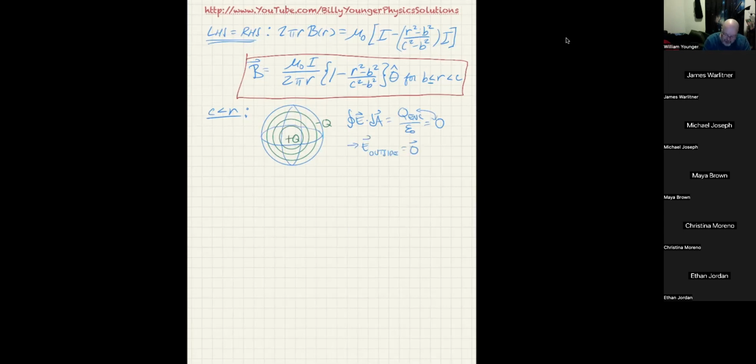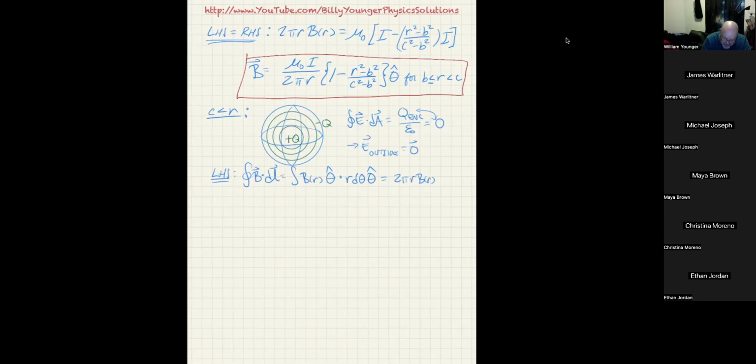So now we're going to work it out. We're going to say, okay, left-hand side, closed integral B dot dl is in fact equal to the integral of B of r theta hat again, dotted with r d theta, theta hat again, which is equal to 2 pi r times B of r.